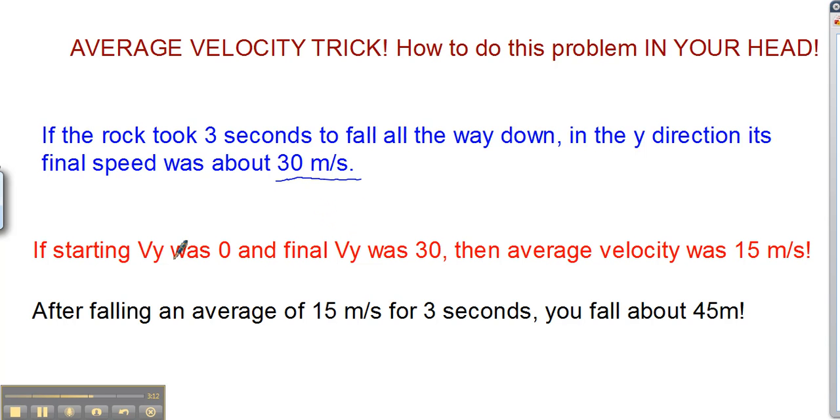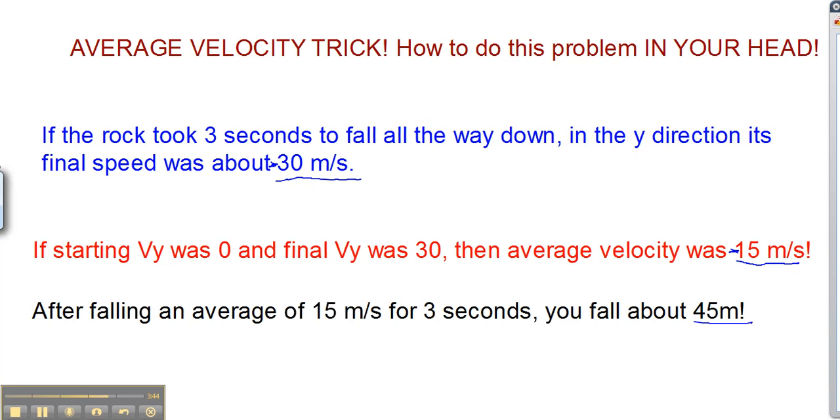Now, if you started at rest in the y direction and your final velocity in the y direction was 30, then your average would simply be in the middle of those two, 15 meters per second. So your average y velocity was 15. Let me put the negative on that. I forgot to include that here because technically it's going down, but the math is still the same. Now, if you're falling at an average rate of 15 meters per second and you do that for 3 seconds, the math is easy. You fell about 45 meters.